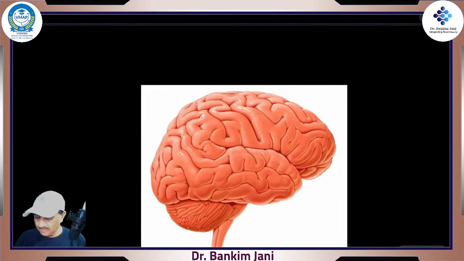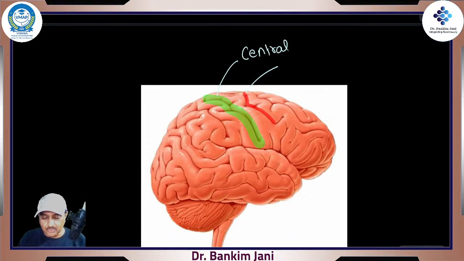So starting with the central sulcus. Here is the central sulcus. This one, that's the central sulcus. The area which is in front, there is one more sulcus. So if this one is the central sulcus, then this one is called the precentral sulcus. Precentral, and they both are sulci.